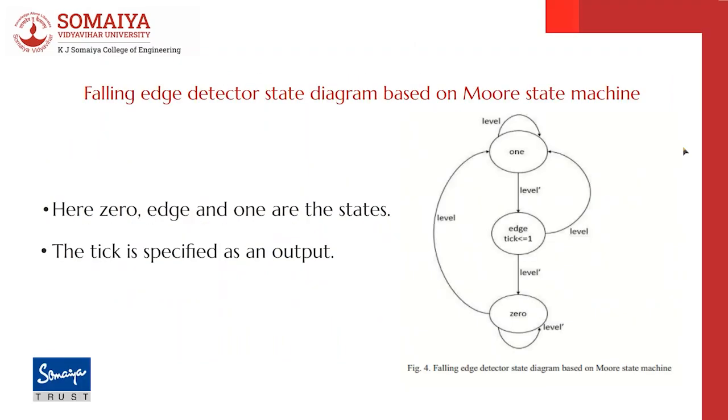Okay, so here we have a falling edge detector state diagram based on the Moore state machine. What happens here is that we have 0, edge and 1 as the states. The level is given as input, where level is equal to 1 and level is equal to 0. The tick is specified as an output. When the input is low in state 1, the falling edge occurs and the output tick becomes 1, and then the FSM state changes to edge. Okay, so this was the working of this particular diagram. Next, we move on to the next slide.